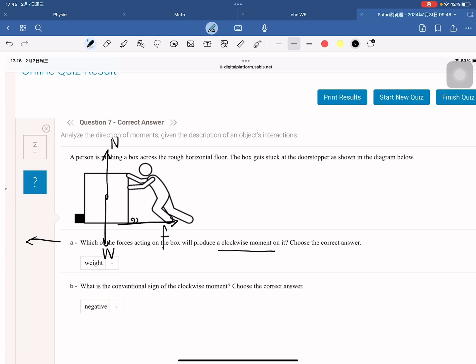So the moment of force is equal to 0 because it's on the same line of this object. And the weight is moving from here to here, clockwise. So clockwise is the weight, and the normal force is moving from here to here, like so. It's moving counterclockwise. So the weight is moving clockwise. Moving clockwise means it's negative.